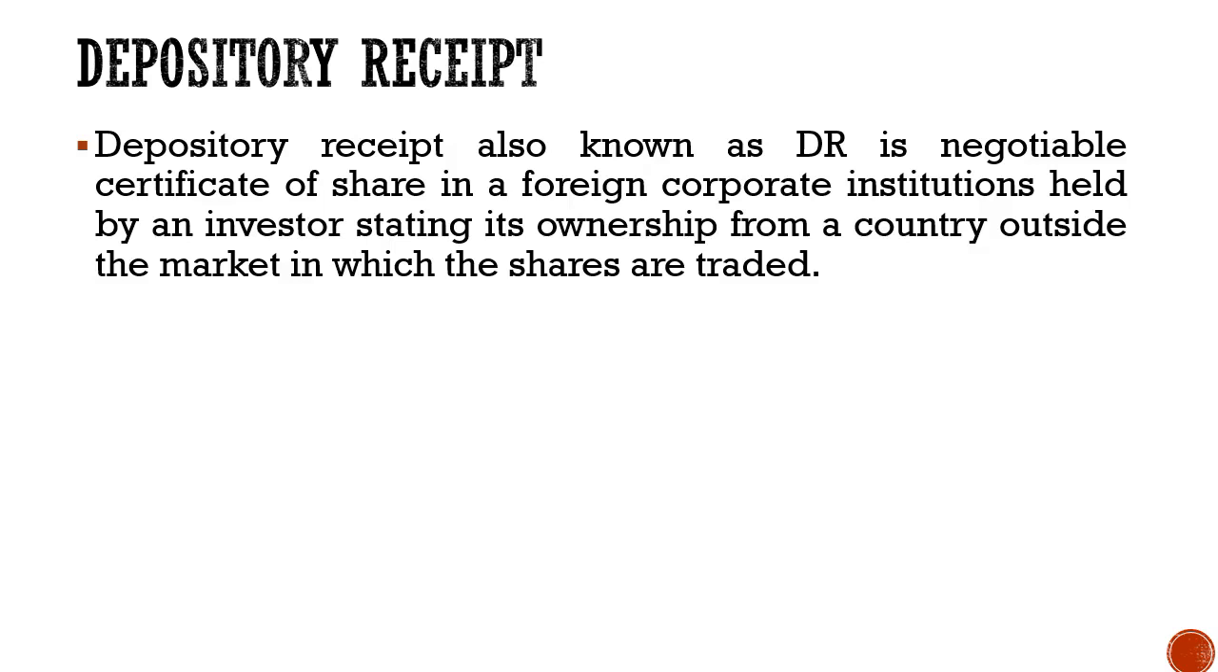Okay, now the next topic that we need to learn is depository receipts. Let us see what the term depository receipt means. A depository receipt, also known as DR, is a negotiable certificate of shares in foreign corporate institutions held by an investor, stating his ownership from a country outside the market in which the shares are traded. In simple terms, it means a depository receipt is a negotiable certificate held by a foreign or overseas investor of a country which is outside the country of the issued share.